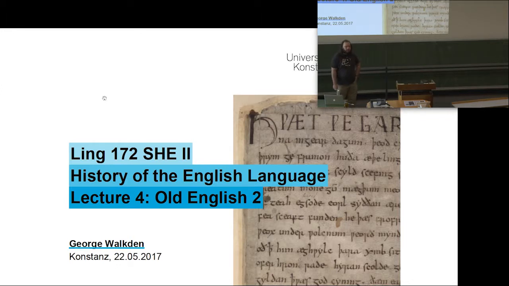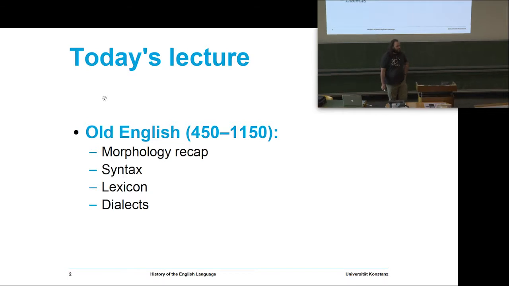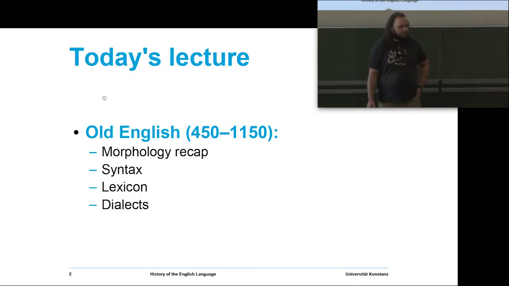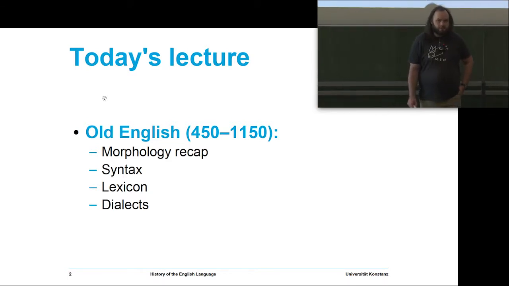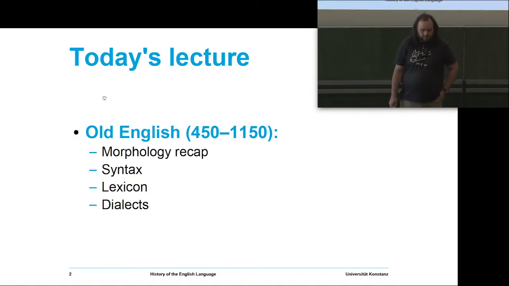We are going to pick up where we left off last time, which was in the middle of Old English. So, we'll start by briefly recapping the morphology and what you need to know for the morphology for Old English. We'll talk about the syntax today, about the lexicon of the language and the dialect. In other words, we're going to round off Old English today by talking about all of the aspects that we didn't talk about last time, as well as a little bit of revision of what we talked about last time.